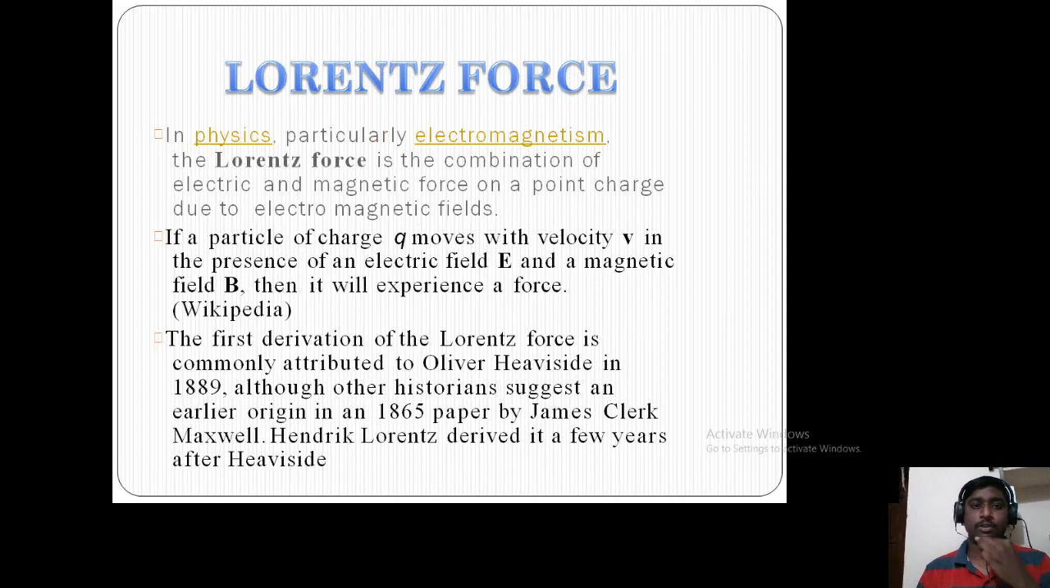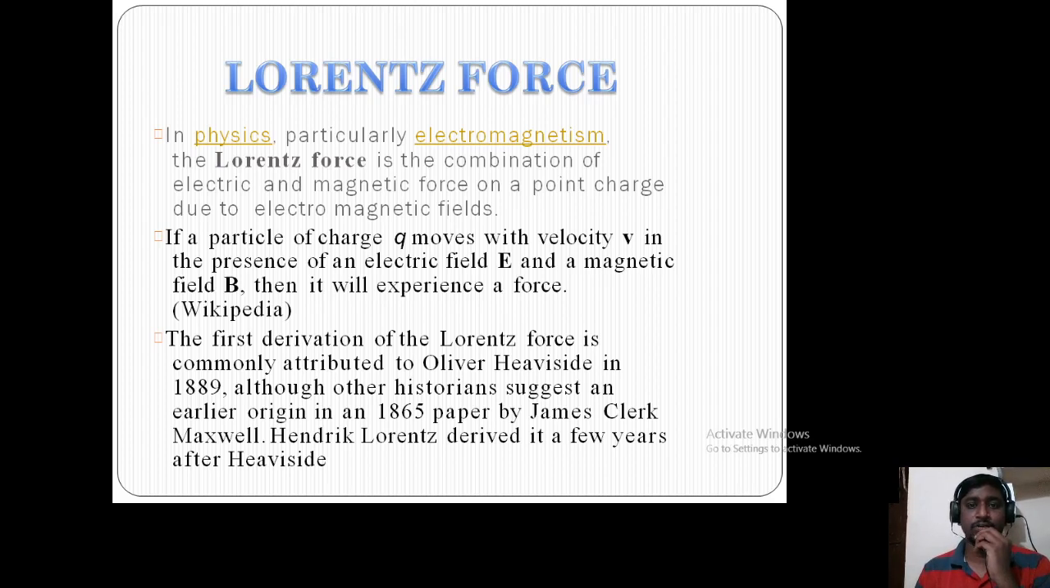Students, today we are going to discuss the Lorentz force. The Lorentz force equation relates to the combination of electric and magnetic fields. If a particle of charge q moves with a velocity v in the presence of an electric field as well as a magnetic field, it will experience a force, which is nothing but a mechanical force.